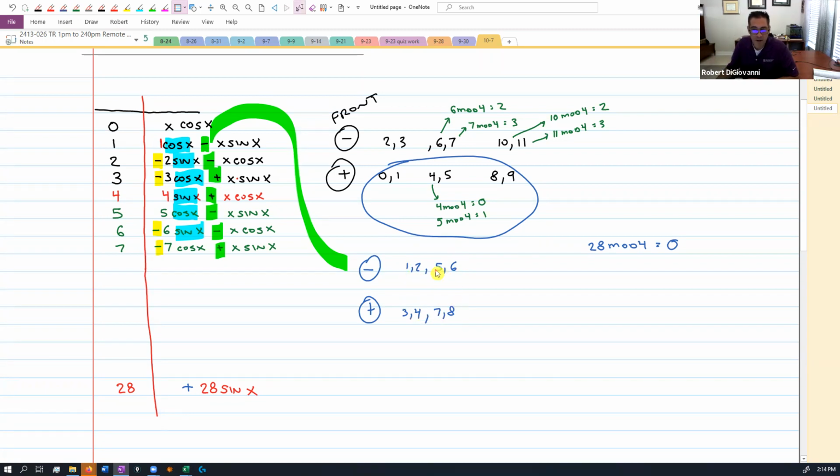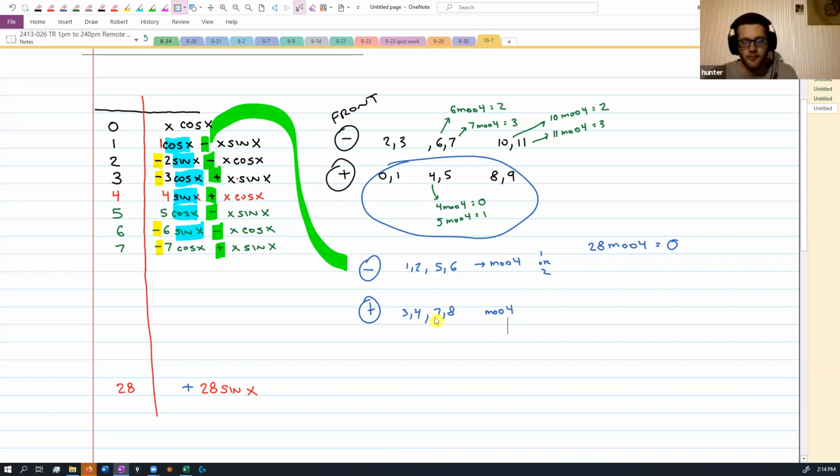What are the mods on this? What do the mod 4s give you on these numbers? 1 and 2. You'll have a remainder of either 1 or 2, right? And if you do mod 4 on these, you're going to get 3 or 0, not 4. 0 or 3.